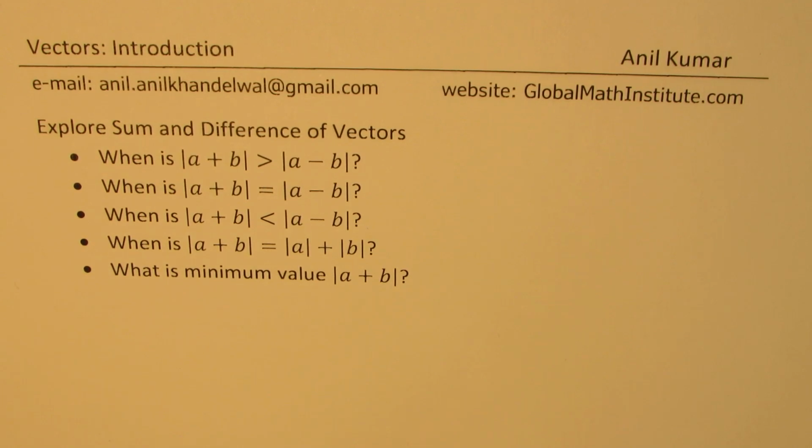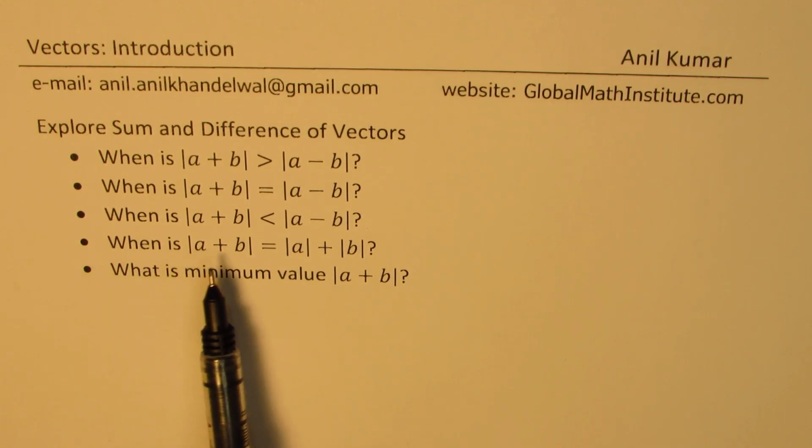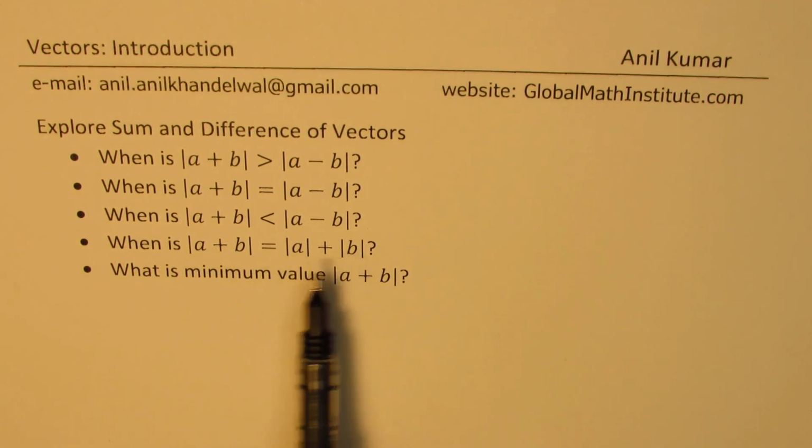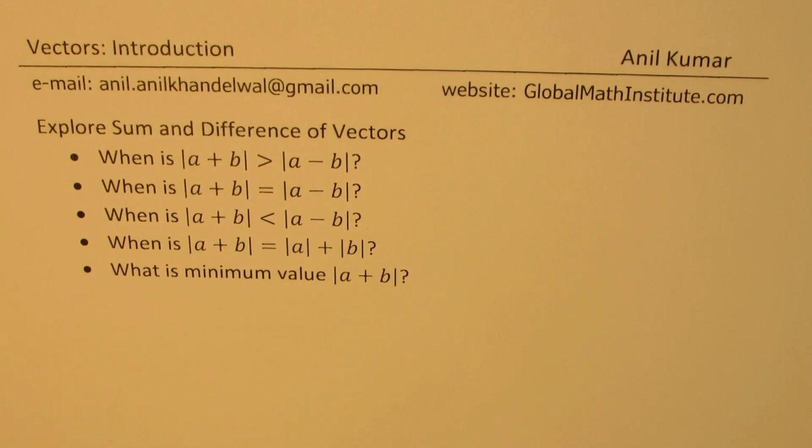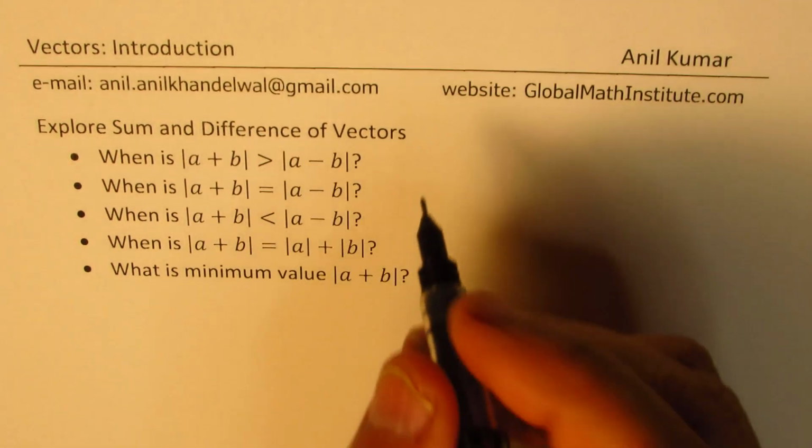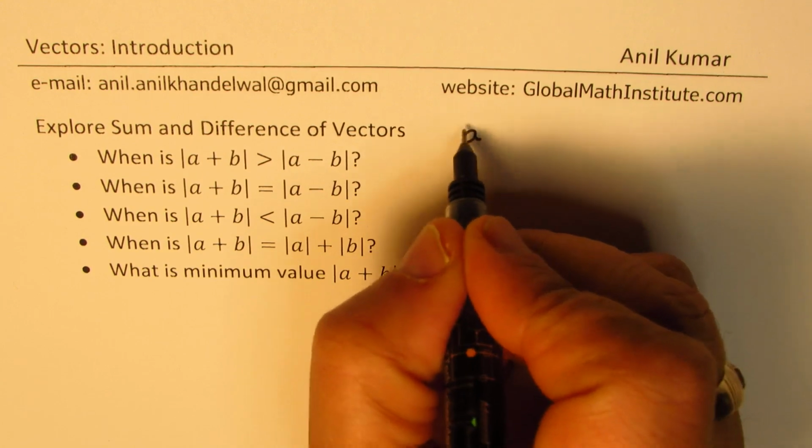When is the magnitude of the sum greater than the magnitude of the difference of vectors? When is the magnitude of the sum equal to the magnitude of the difference? And when is it less than? Can the magnitude of the sum be equal to the sum of the individual magnitudes? And what is the minimum value of the magnitude of the sum of two vectors? So let's begin by understanding these two vectors.